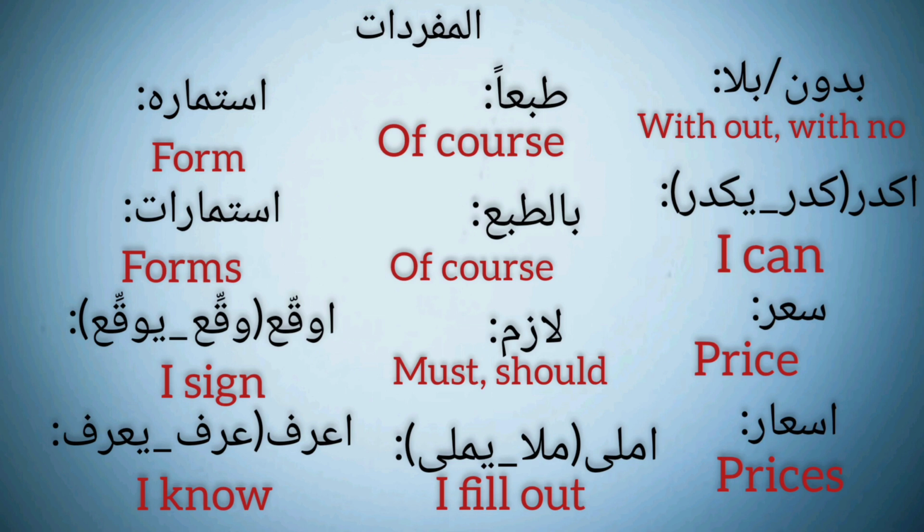أوقع means I sign. And the root for this verb is وقع, يوقع. With knowing this root, you can conjugate it for anybody. أعرف means I know. And the root for past tense is عرف, he knew. And for he knows, for present tense, we say يعرف.